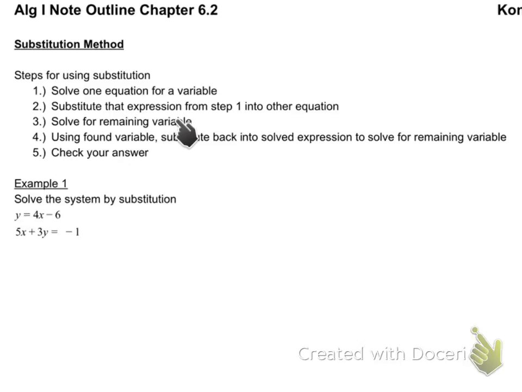So now you have x equals 2, or y equals 3, or something along those lines. Once you have that, using the found variable, substitute again back into the solved expression, the one you solved first, to solve for the remaining variable. And then the last thing you should always do is check your answer.